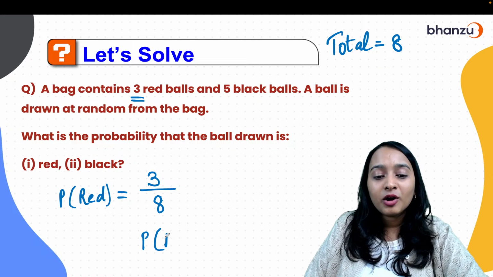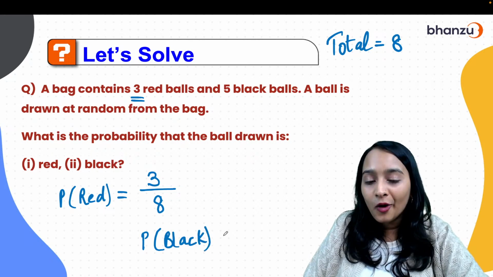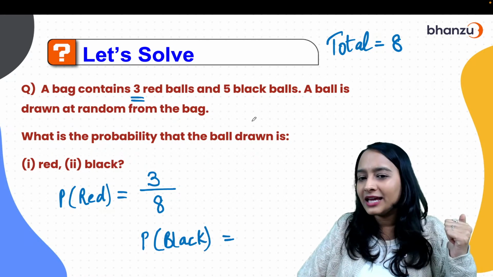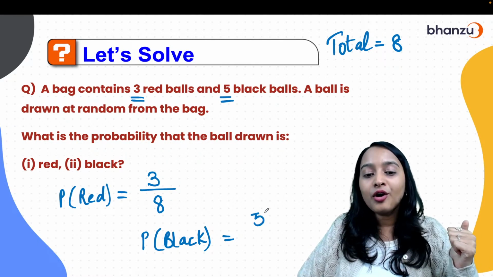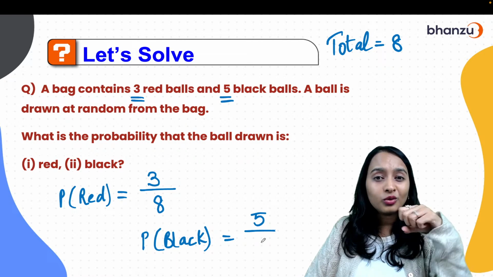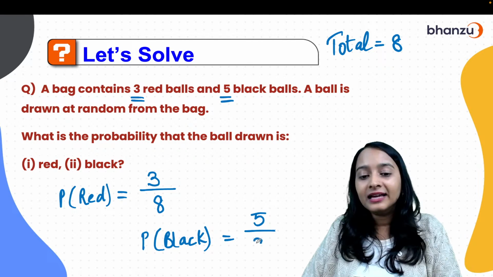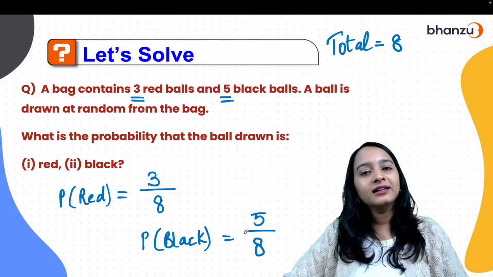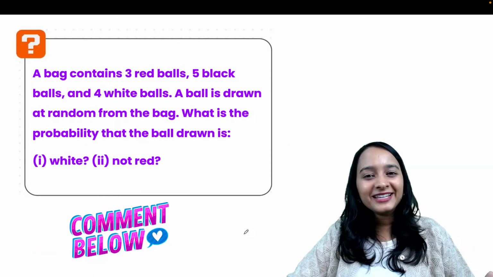What is the probability of getting a black ball? How many black balls were there? 5, out of the total number of balls in the bag, 8. So, that's it. 3 by 8 and 5 by 8. Isn't probability super duper easy?